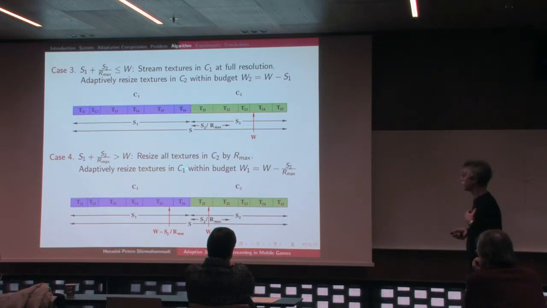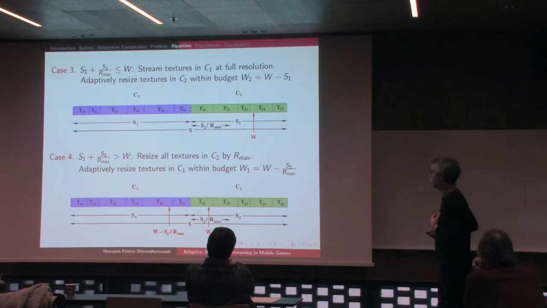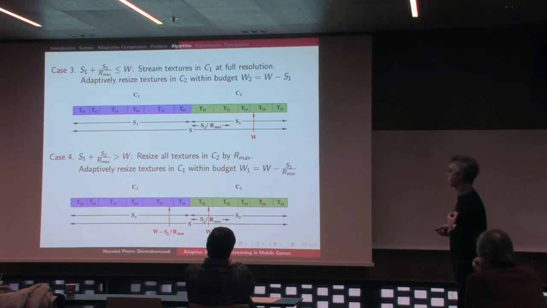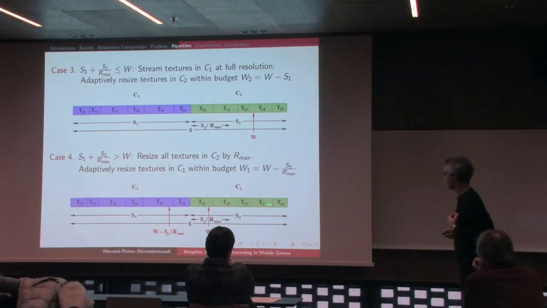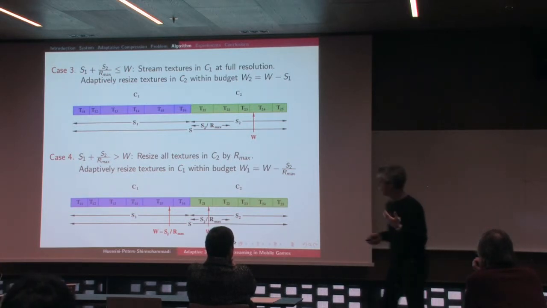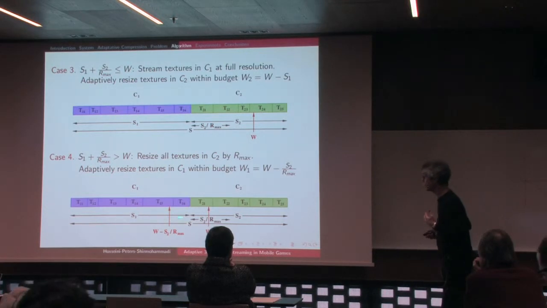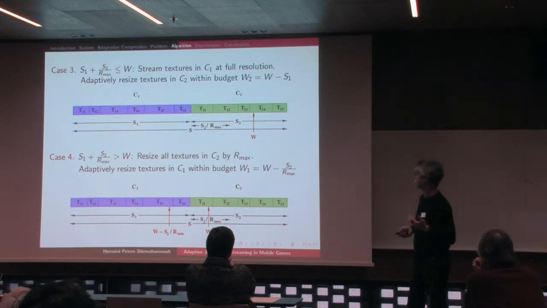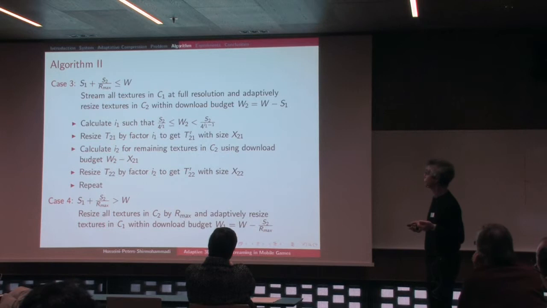Case 4 is similar. In this case, even if we compress all of these by the maximum amount, so they would take up this much space, S2 over our max, we don't have enough budget to do that and do these at full resolution. So we'll compress these the maximum amount, and then we'll start compressing these, but compress them the smallest amount possible to fit within the remaining budget. So we have to compress the blue ones to fit within here. So those are the two interesting cases.